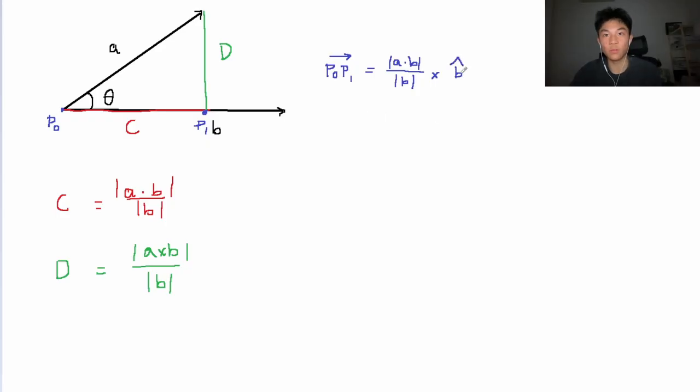Since we know that the magnitude of the unit vector of B is 1, in other words, we're stretching the unit vector of B by a scale factor of C, which is this. Now we can rewrite this equation. You can rewrite the unit vector of B as B over the magnitude of B. So our equation is going to become the magnitude of A dot B over the magnitude of B squared times B.